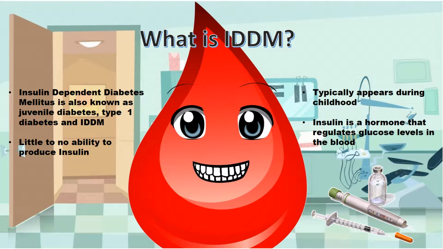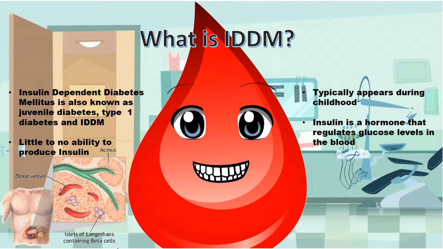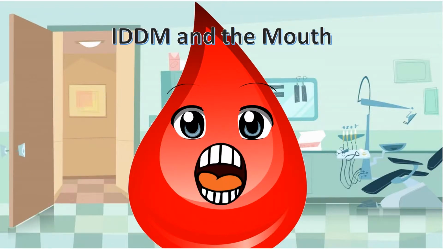IDDM is a chronic condition in which patients have little to no ability to produce insulin. It's common to arise in patients during childhood. It's caused by destruction of cells in the pancreatic tissues called the islets of Langerhans. These cells normally produce insulin, which is a hormone that helps regulate glucose levels in the blood.